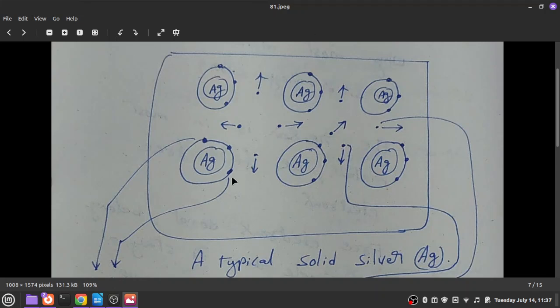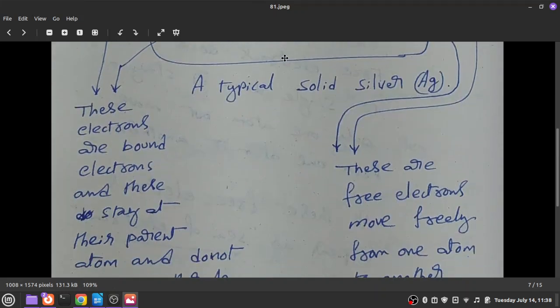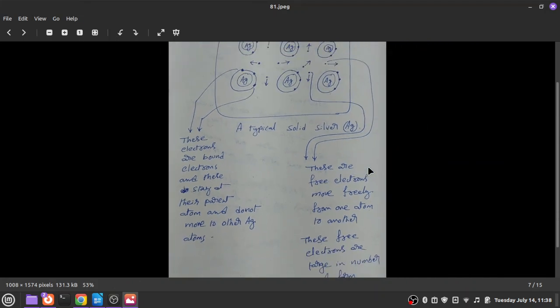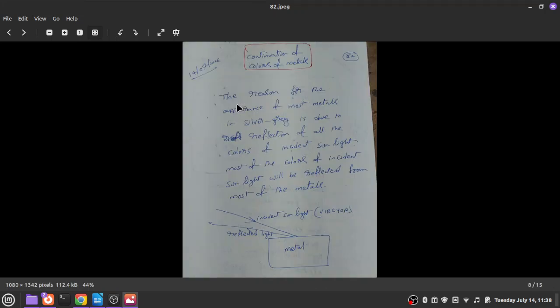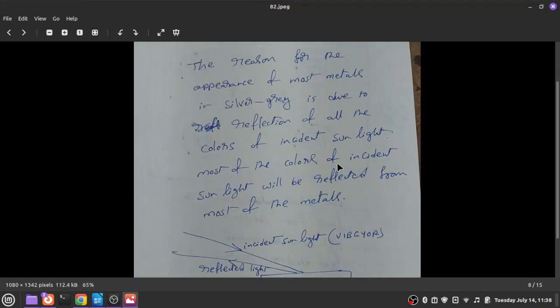But bound electrons will stay at their parent atom. That is, these free electrons are moving freely. These free electrons appear as a sea of electrons. I have given an idea about free electrons. In metals we will find so many free electrons. That is why they appear as a sea of electrons.